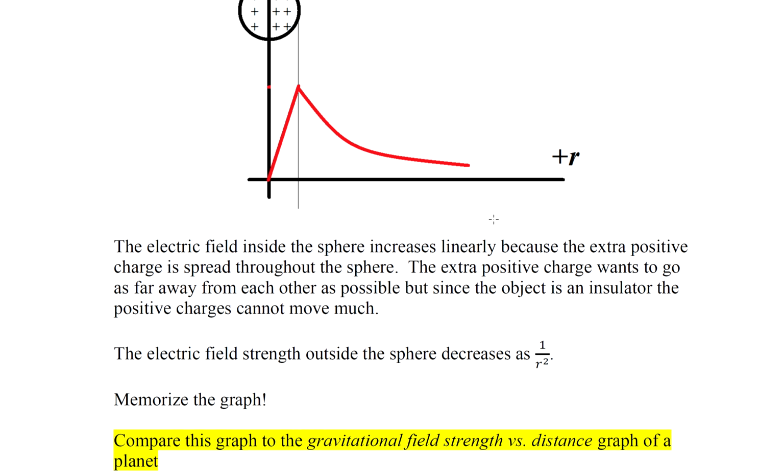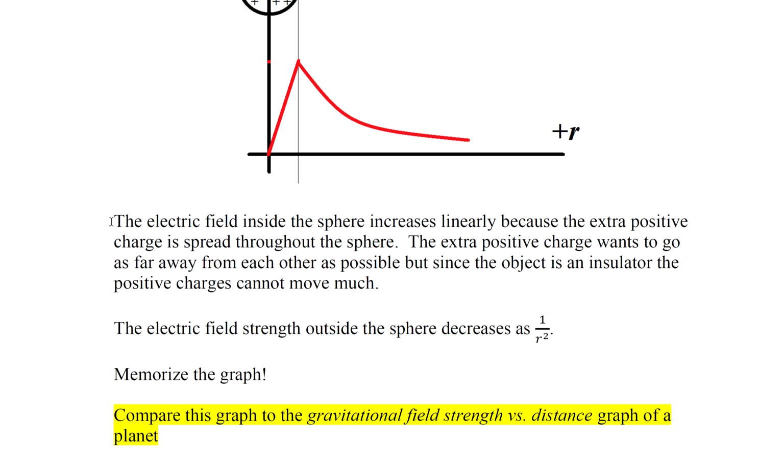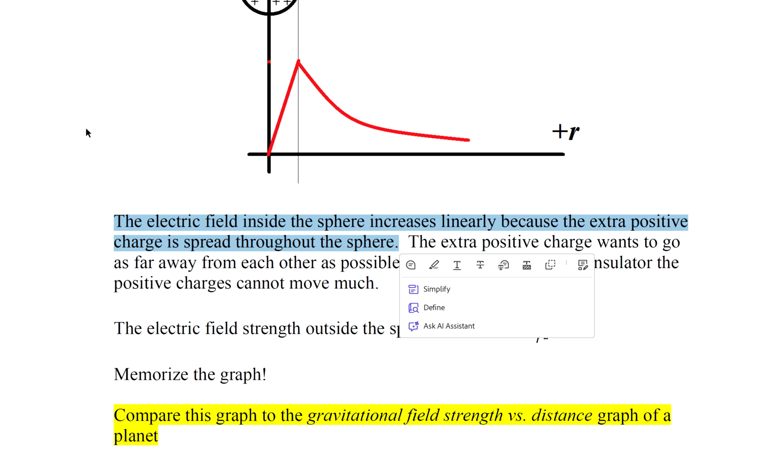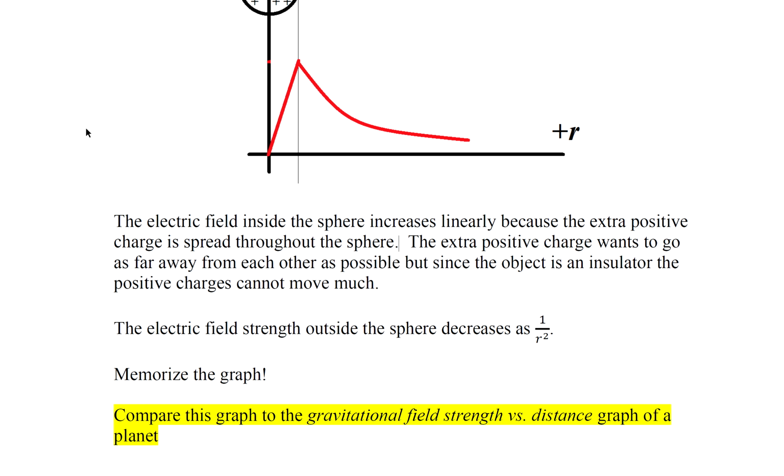So, the electric field inside the sphere increases linearly because the extra positive charge is spread throughout the sphere. And the electric field strength outside the sphere decreases as 1 over R squared because E equals kQ over R squared.